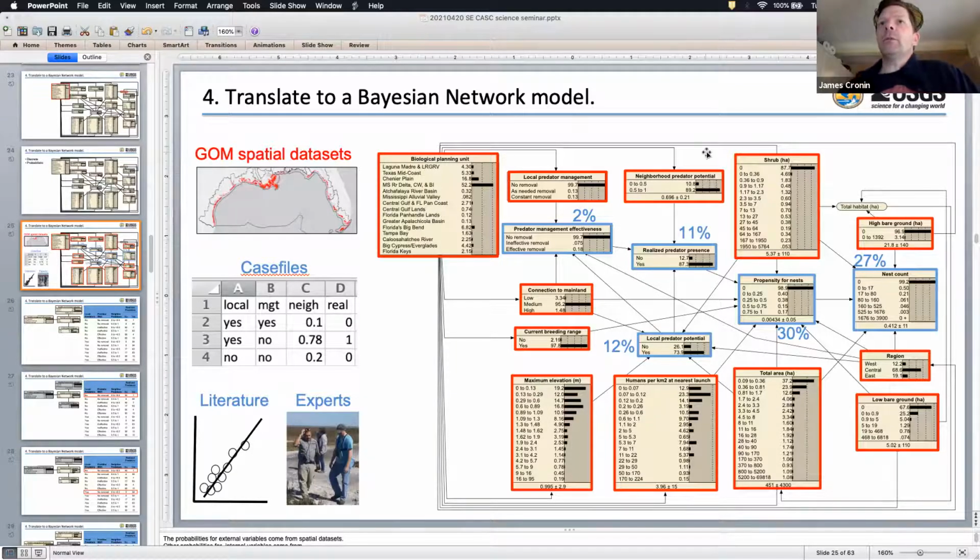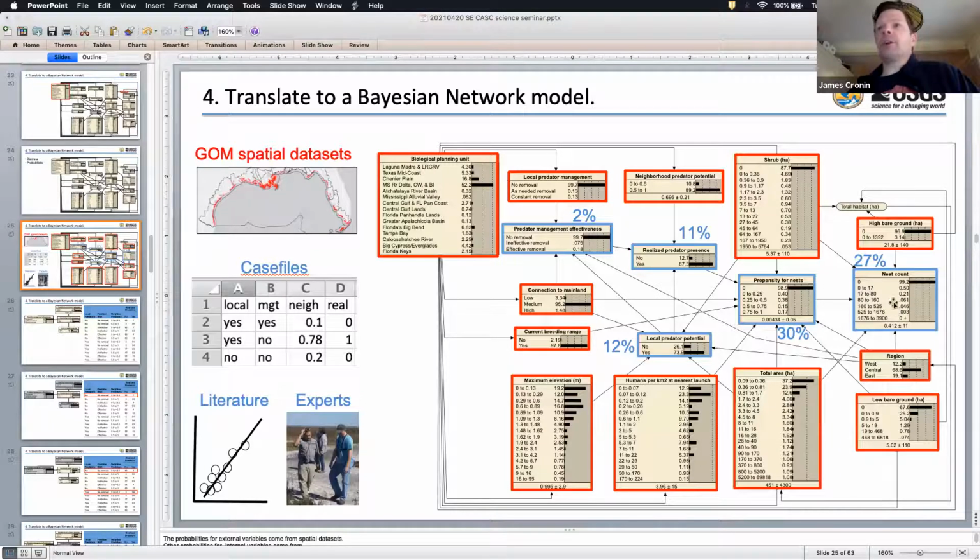Yeah, so we can do sensitivity analyses of the network to identify which variables the uncertainty in nest count is most sensitive to. Here there's not that much uncertainty in what nest count is. But sometimes this probability distribution is really spread across a lot of these bins. What a sensitivity analysis does is rank variables by the degree to which they reduce our uncertainty in what the nest count bin is.